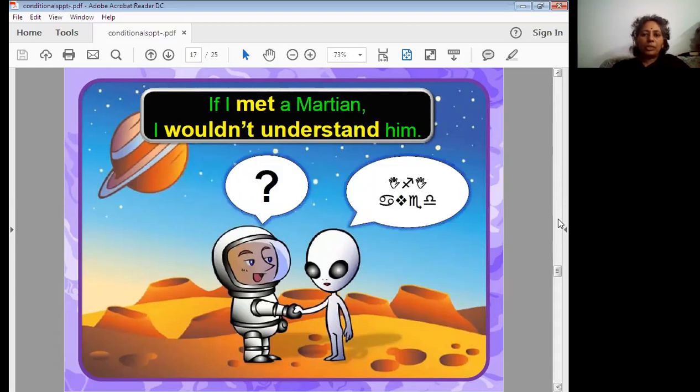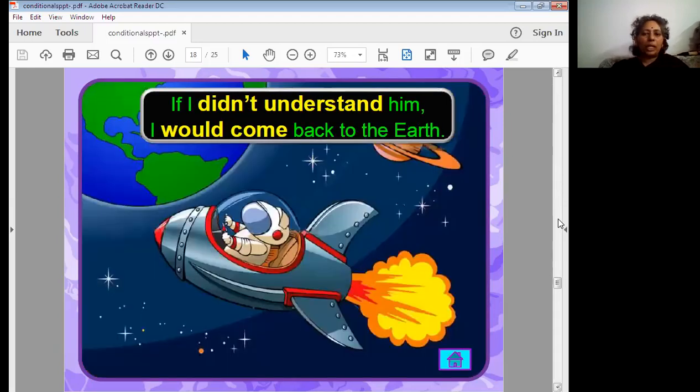Next sentence you see here. If I met a Martian, I wouldn't understand. The negative form I have given here. Meet is the simple present. Past tense is met. If I met a Martian, I wouldn't understand him. So here I'm going to give a negative form of the sentence. Will is the present tense, would is the same. So now, I wouldn't understand.